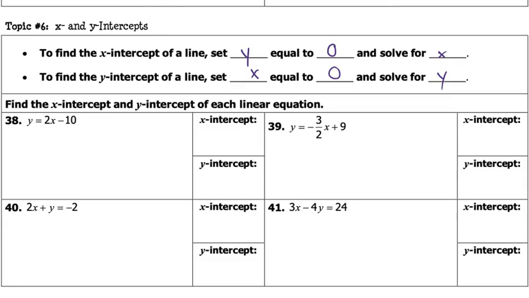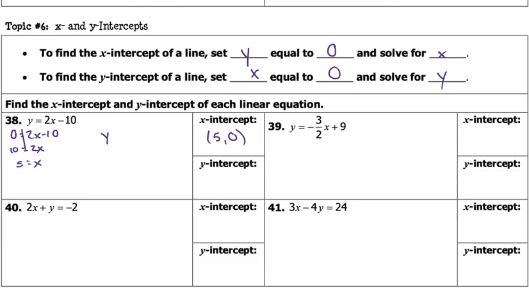So here on number 38, if I wanted to find my x, I'm going to put 0 in for y. So I'd say, well, 0 equals 2x minus 10. Just going to quickly solve. We would add 10 to both sides, so I would have 10 equals 2x. Then we would divide both sides by 2, and that means that 5 equals x. So when I put 0 in for y, my x is 5. So my x-intercept is when the y is 0.